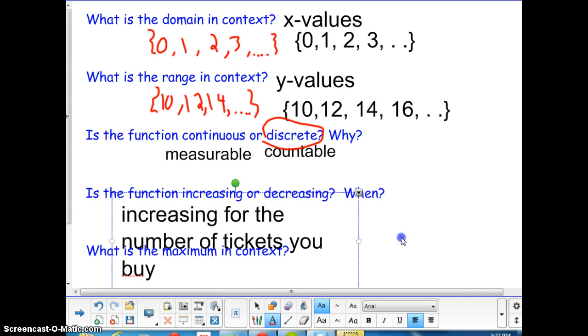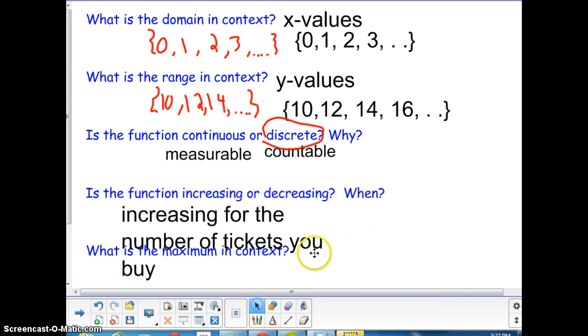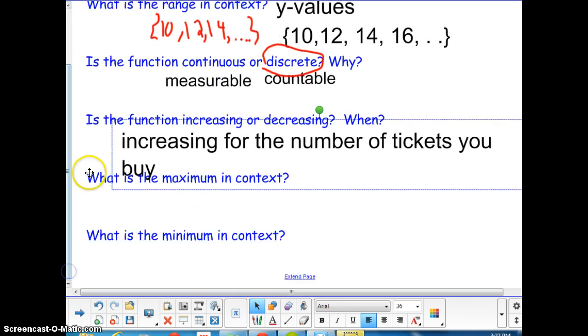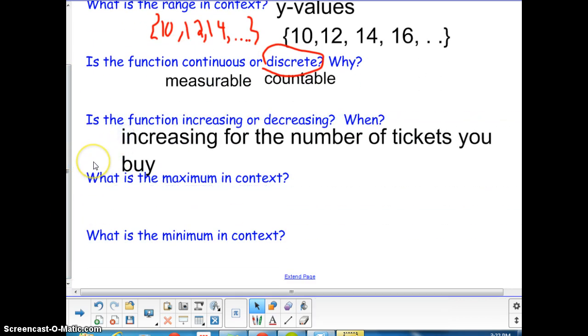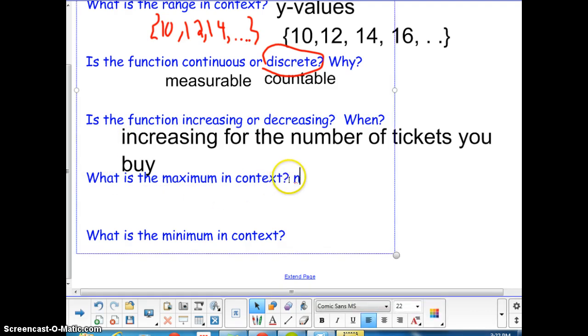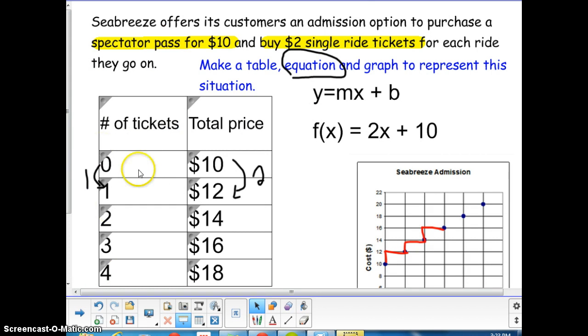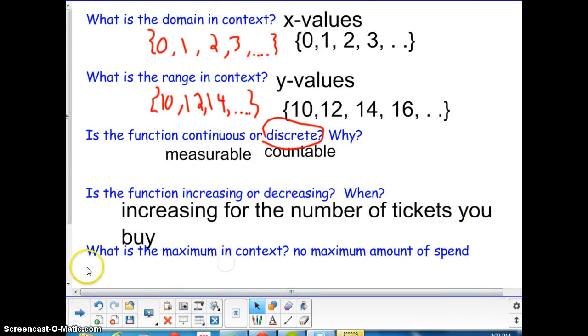All right, now, can we have a maximum? A maximum is always talking about the y values. So can you have a maximum cost? Well, technically, yes. Eventually, you either run out of money or the park closes. But in this case, we're going to say there is no maximum amount to spend. What's the minimum? Well, remember we said that no matter how many rides you ride, you have to pay $10. So the minimum is going to be $10.